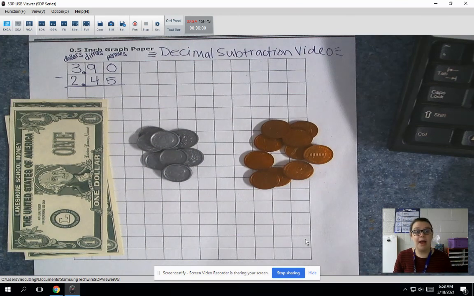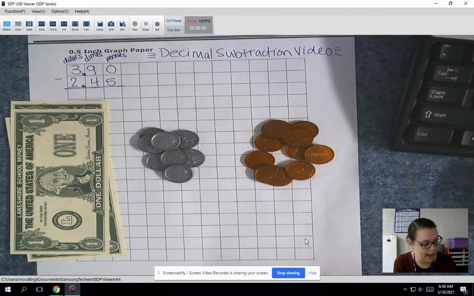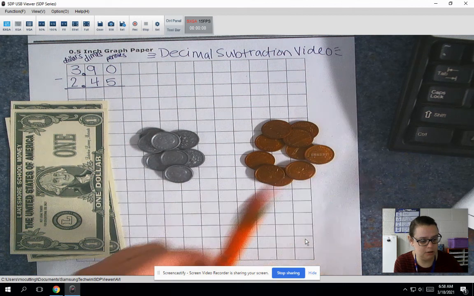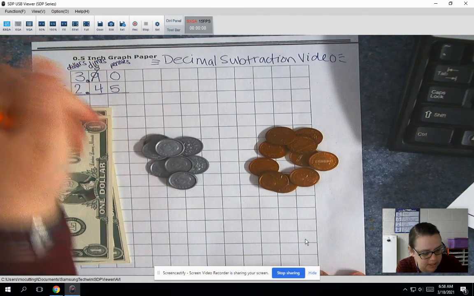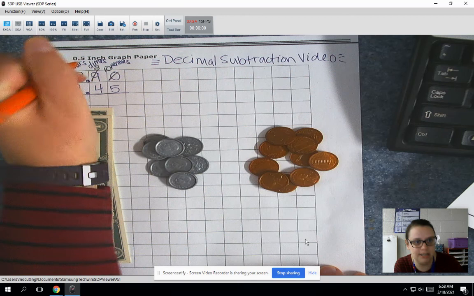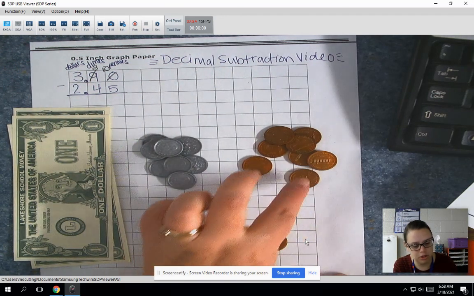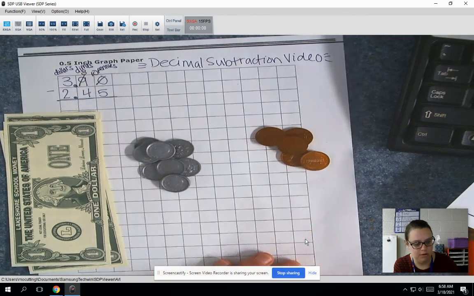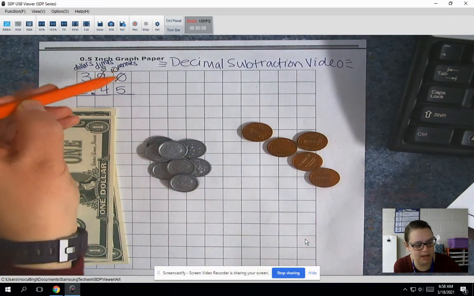All right, so now I can do this. So I now have 10 pennies. Let me adjust this over here. So I took a dime from here, so I have 8 dimes left in this pile. And I cashed it in for 10 pennies. I had 0, now I have 10. Okay, so I need to take away 5. 1, 2, 3, 4, 5. What do I have left? 5, which makes sense because 10 minus 5 is 5.